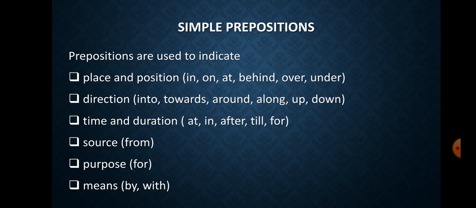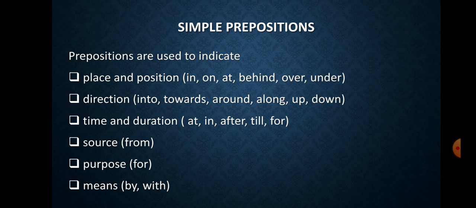The first one is prepositions that are used to indicate place and position. If you want to mention the place, or position an object or a noun, then you can use prepositions like in, on, at, behind, over, under. They tell you the place and position of a particular noun. Then comes direction. What is the preposition of direction? It is nothing but into, towards, around, along, up, down. They refer to the direction.